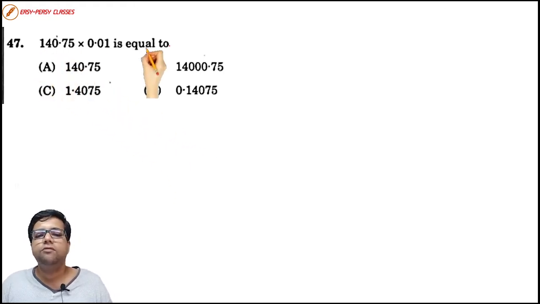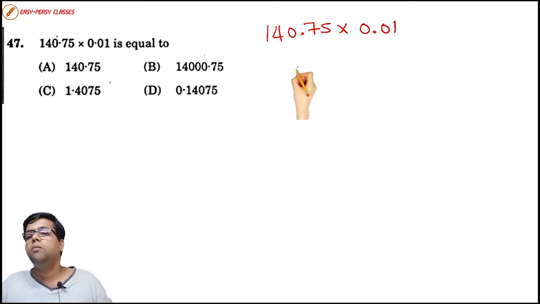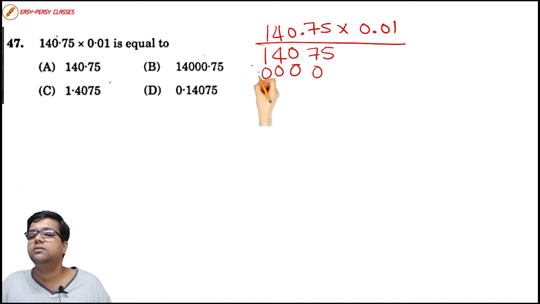140.75 into 0.01. Oh my god, this is going to take a lot of time. So how would children solve this? 1 5s are 5, 1 7s are 7, 1 zeros are 0, 1 4s are 4, 1 1s are 1. Next comes the 0. 0 5s are 0, 0 7s are 0, 0 zeros are 0, 0 1s are 0.